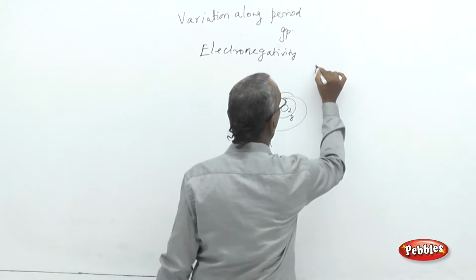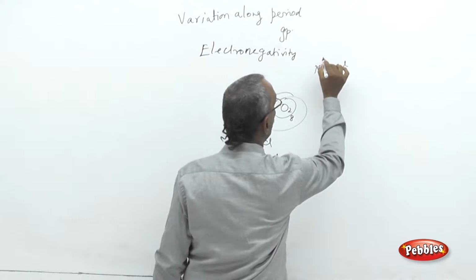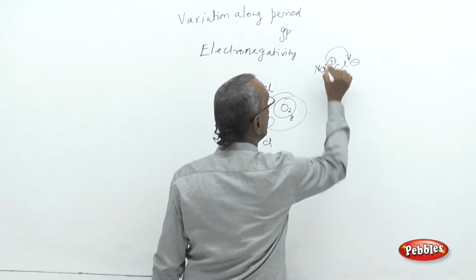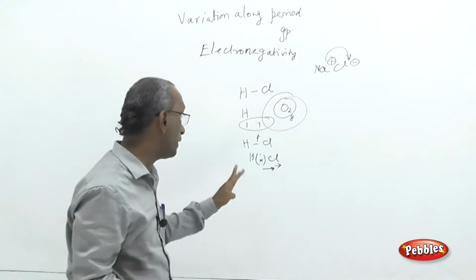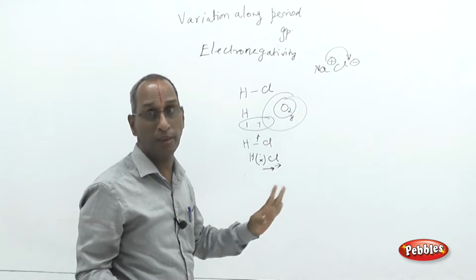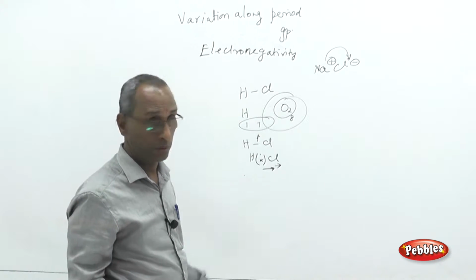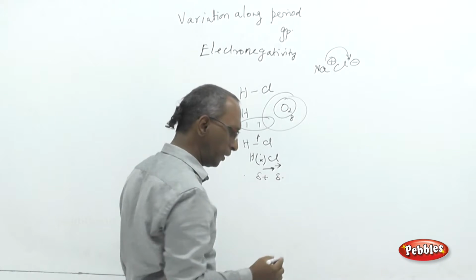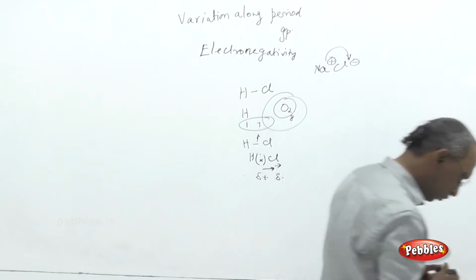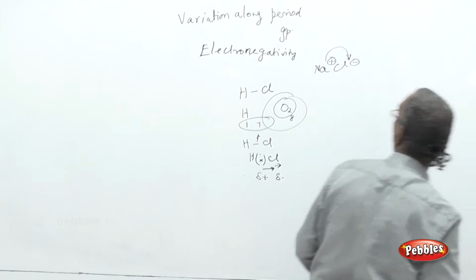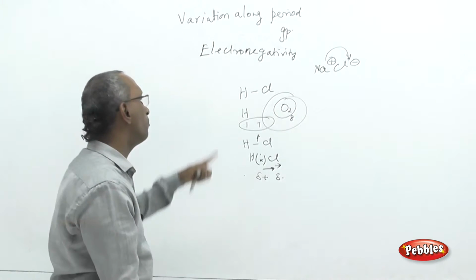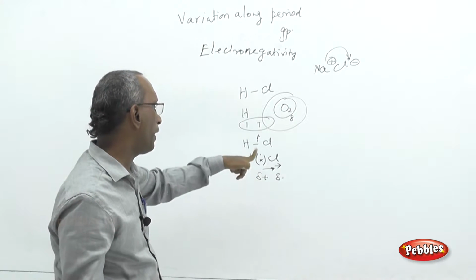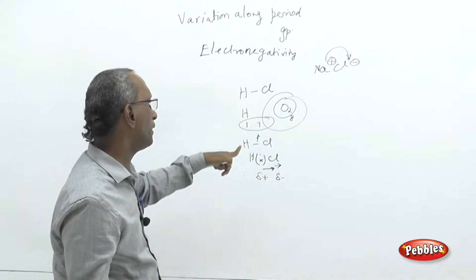In the case of sodium chloride, sodium's electron has been transferred to form sodium ion and chloride ion. Here hydrogen's electron moves towards chlorine, it is not transferred. So hydrogen becomes fractionally positive and chlorine becomes fractionally negative. So that is what is meant by electronegativity. Electronegativity is the power of attraction of the central electron pair towards a particular atom.